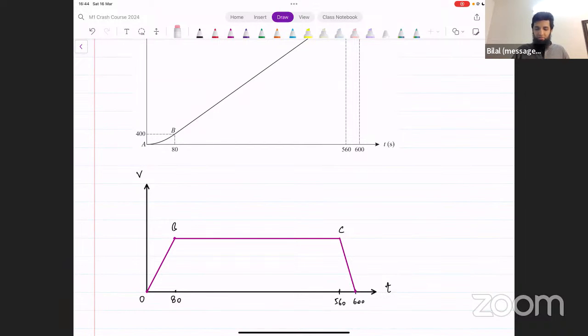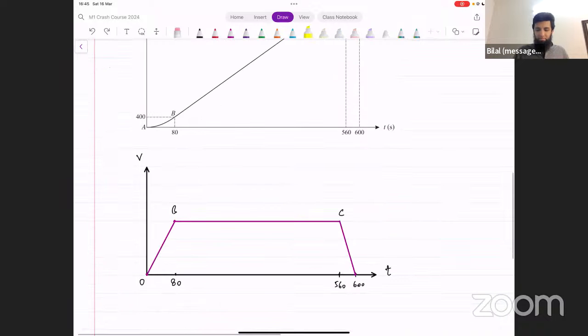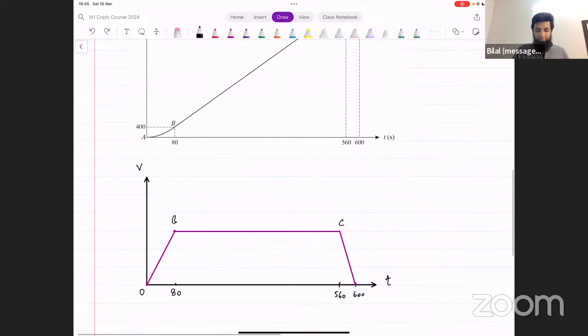From B to C, acceleration is 0. Because the gradient of this graph is 0. So acceleration is 0, yes, from B to C. Is that okay? Yes, sir.